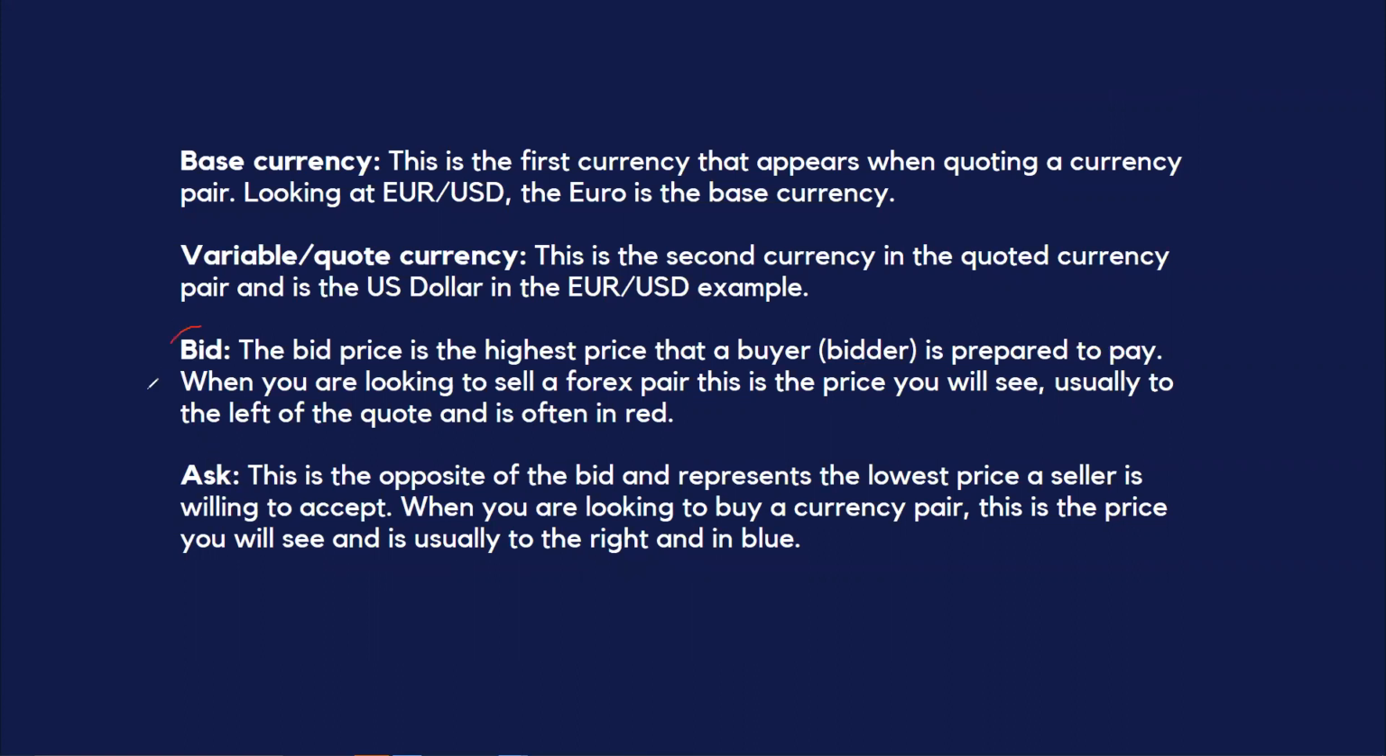We have two things, the bid and the ask. These are spreads, the bid and ask spread. So what is the ask? This is the opposite of the bid and represents the lowest price a seller is willing to accept. When you are looking to buy a currency pair, this is the price you will see, and it is usually to the right and in blue. Let's proceed.